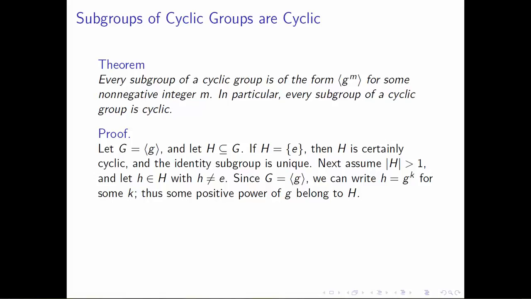So the idea is, take a cyclic group, write it the way that we write cyclic groups in terms of a generator, and then the format of the proof will be to start with an arbitrary subgroup and to show that it is the group generated by g to the m for some non-negative integer m. The identity subgroup is really easy to deal with, so you can assume that you have this subgroup that contains a non-identity element.